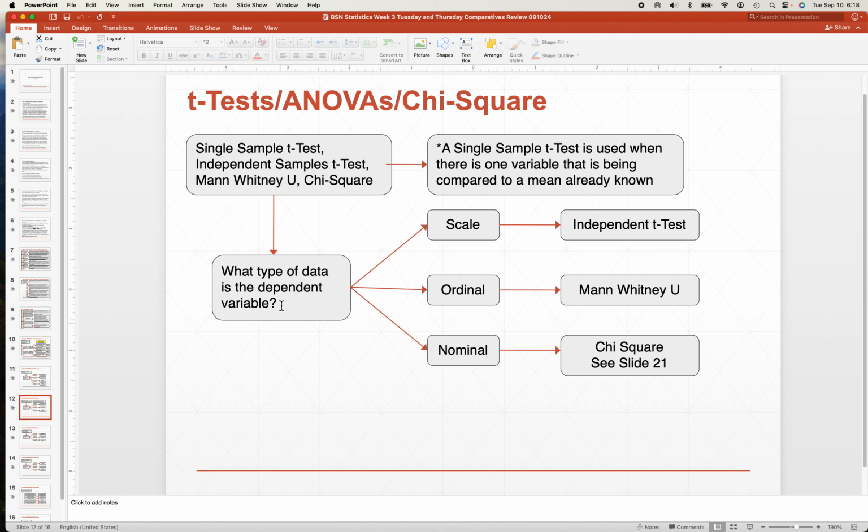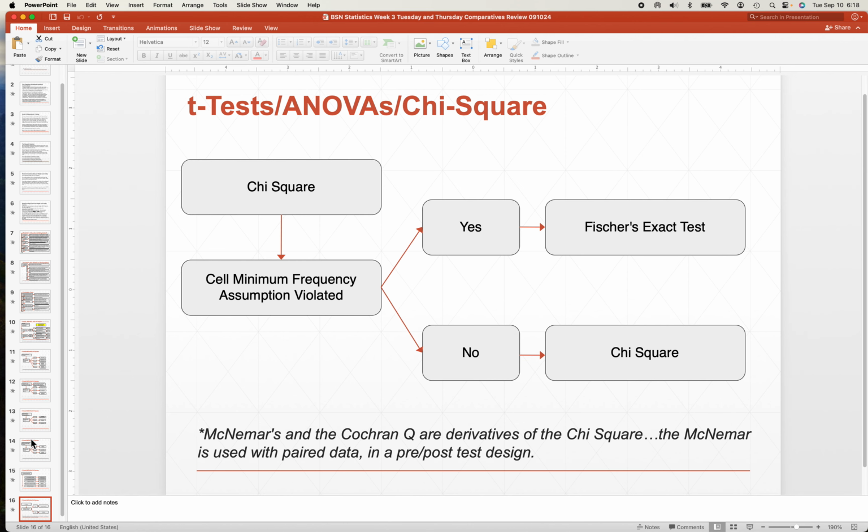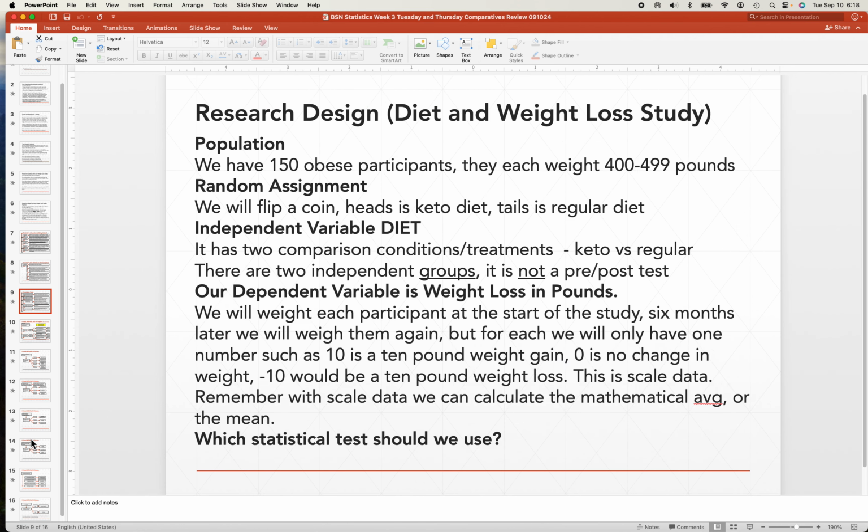So the last thing we need to answer to determine which test we use is what kind of data do we have in the dependent variable. And you can see there's only really three choices at this point. If it's scale data, which it is, it's pounds, we would use the independent samples t-test. So that is the correct test given our study. If it had been ordinal, we'd use the Mann-Whitney U. If it was nominal, we would use chi-square. So that is a quick review of our comparative group.